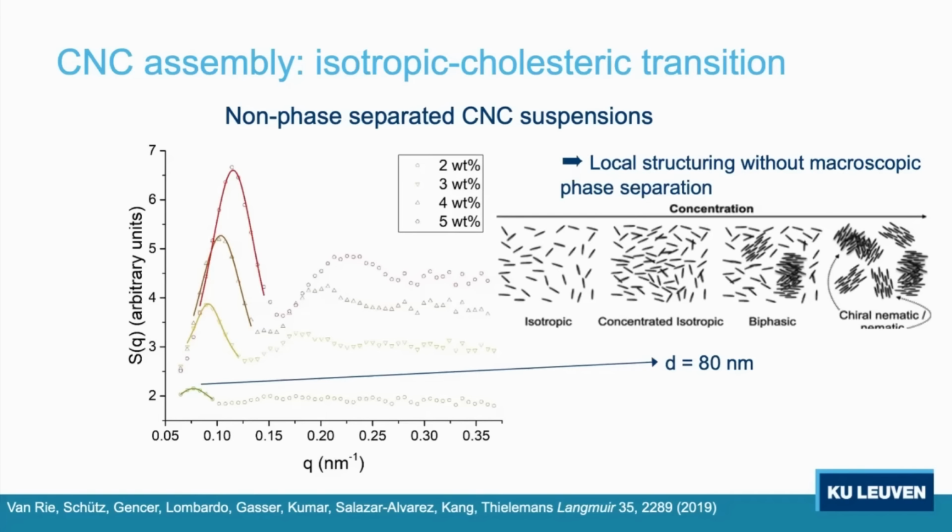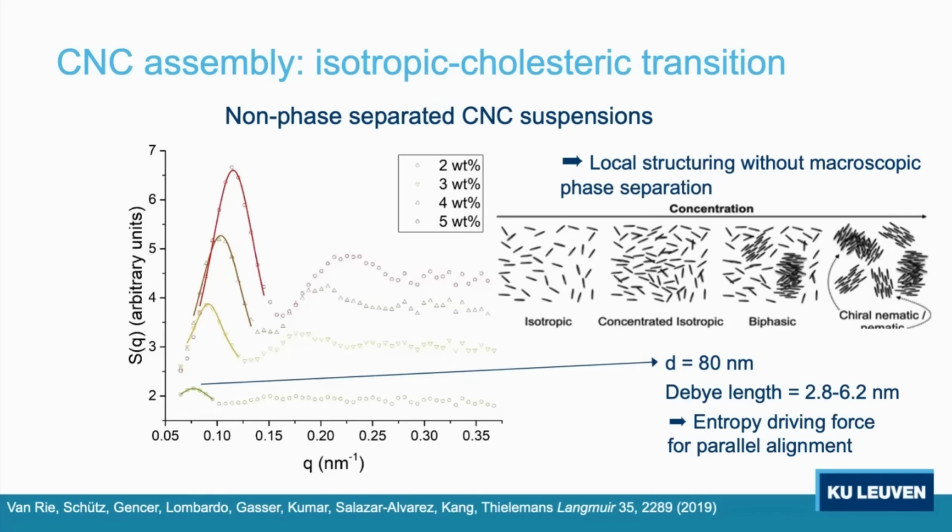Very interesting here. If you measure the dimension here, the separation between the CNCs is about 80 nanometers, while the Debye length is only around 4 nanometers. So the separation distance between the CNCs is an order of magnitude larger than the Debye length. So this alignment is not purely driven by electrostatic repulsion.